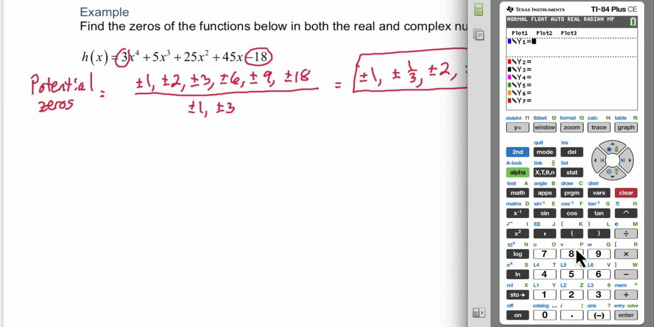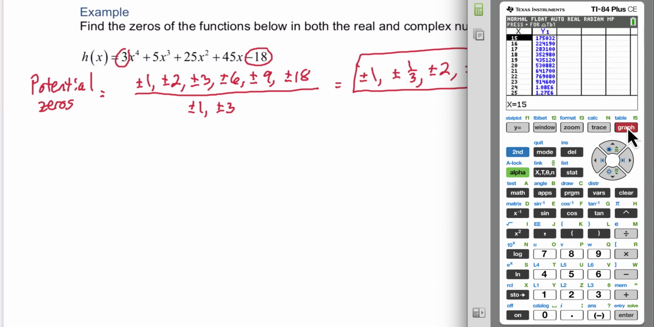So in y equals, we need to type in the function. We have 3x to the 4th plus 5x cubed plus 25x squared plus 45x minus 18. And we'll then go to the table. And remember, we're looking for when y is 0. So we need to find some numbers when y is 0.